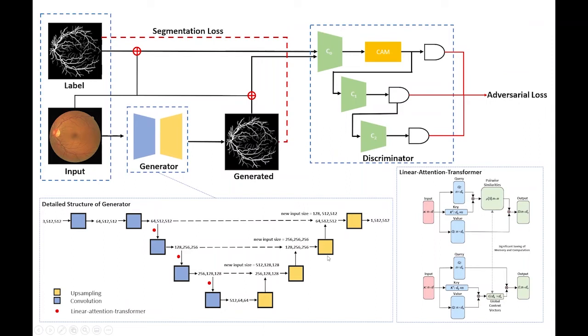The below structure is the generator. It's clear to see that we use the UNet. The blue one is the convolution. The red one is the upsampling. There are 3 layers in our network. And for each layer, we add the linear attention transformer. The structure of the linear attention transformer is here.